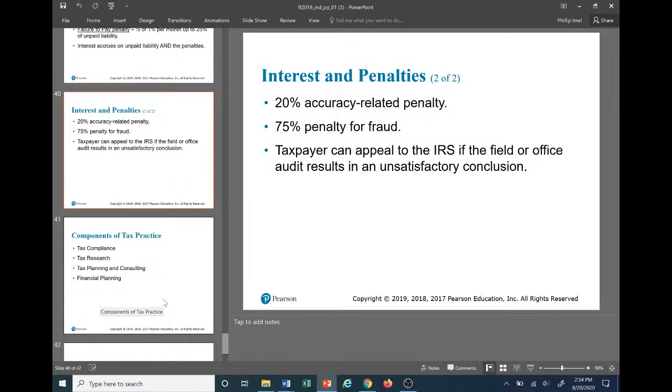Okay, let's talk a little more on interest and penalties. 20% accuracy related penalty, 75% penalty for fraud. Taxpayer can appeal to the IRS if the field or office audits result in an unsatisfactory conclusion.